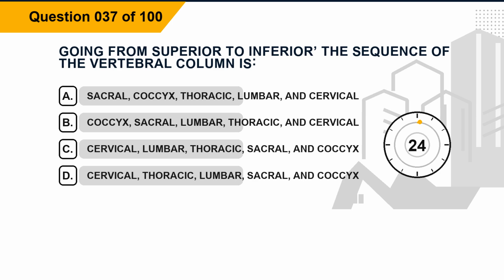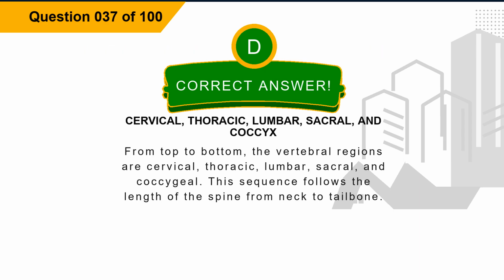Question 37. Going from superior to inferior, the sequence of the vertebral column is option A, sacral, coccyx, thoracic, lumbar, and cervical. Option B, coccyx, sacral, lumbar, thoracic, and cervical. Option C, cervical, lumbar, thoracic, sacral, and coccyx. Option D, cervical, thoracic, lumbar, sacral, and coccyx. The correct answer is option D, cervical, thoracic, lumbar, sacral, and coccyx. Explanation. From top to bottom, the vertebral regions are cervical, thoracic, lumbar, sacral, and coccygeal. This sequence follows the length of the spine from neck to tailbone.